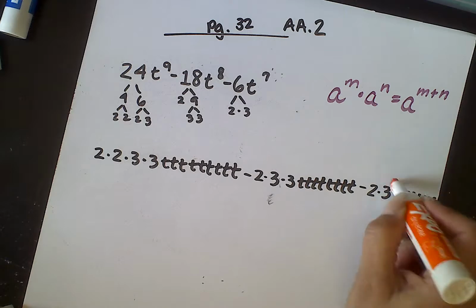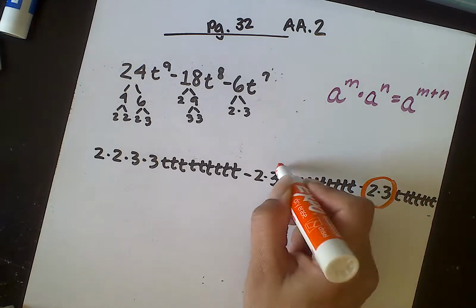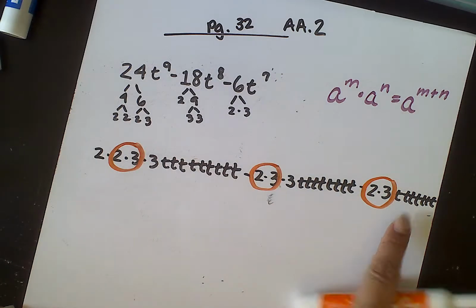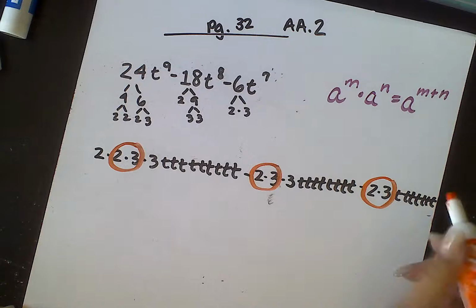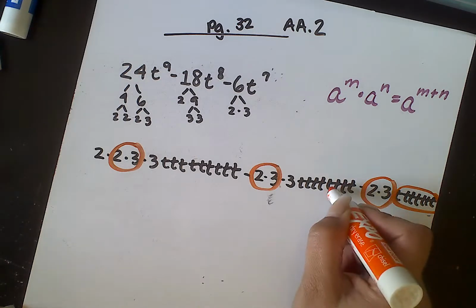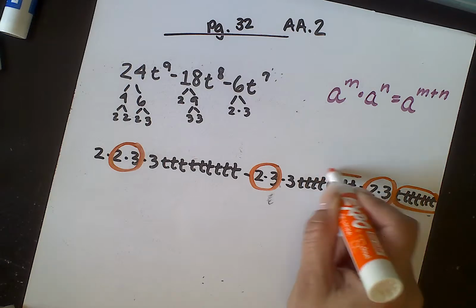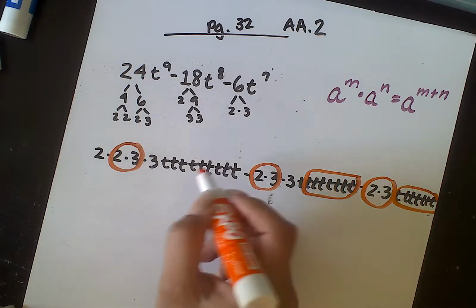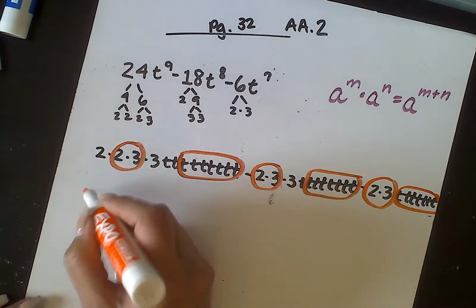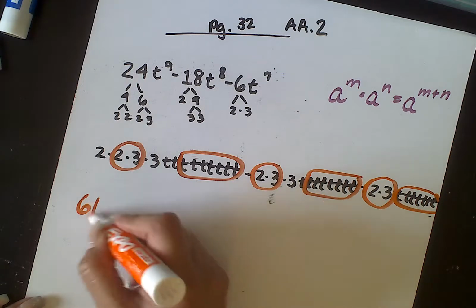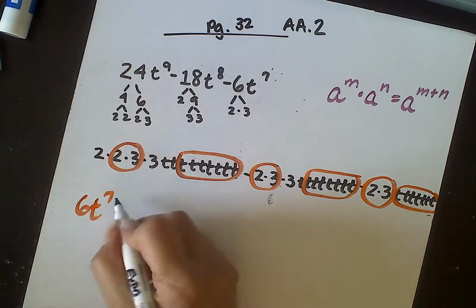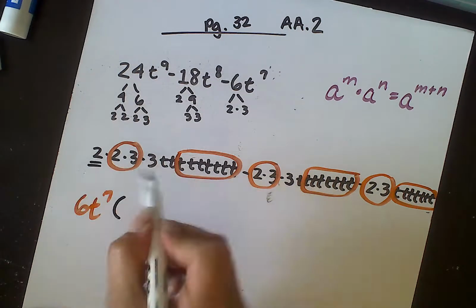They all have 2 times 3 in common, which is 6. And then I want to look for my lowest exponent, which is t to the 7th. So that's t multiplied seven times. All right. So that means 6 t to the 7th power is my GCF. Now, what do I have remaining?